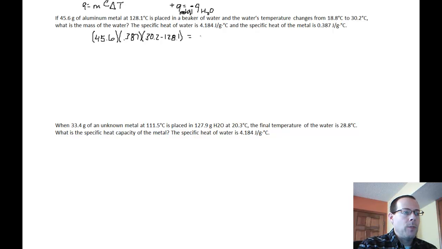And that's going to equal, and here is important, don't forget the negative. If you forget the negative, you'll get the wrong answer. Okay? So the mass of my water is my X. That's what I'm trying to determine. The specific heat of my water is 4.184 joules per gram degree Celsius. And then lastly, the change in temperature of my water is going to be finally 30.2 minus 18.8.